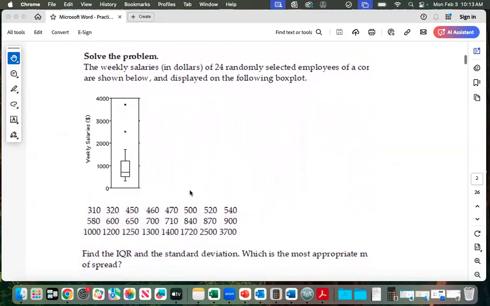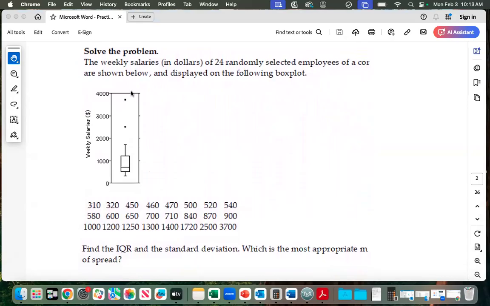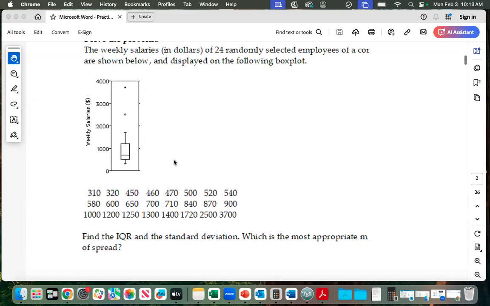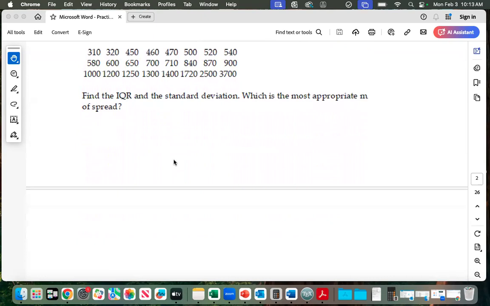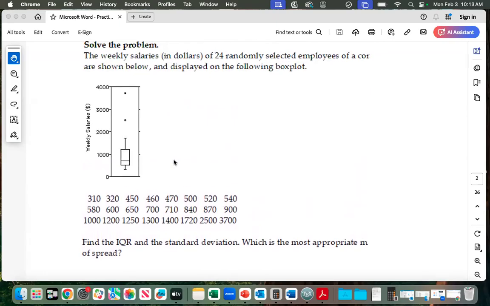So now we have this here. We are given 24 randomly selected employees, and we are asked to find the IQR and then the standard deviation, and then which is the most appropriate measure of spread. StatCrunch would help us compute the IQR and the standard deviation. But what is the most appropriate measure of spread?